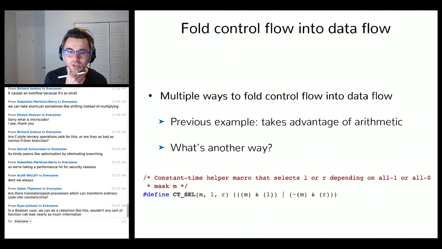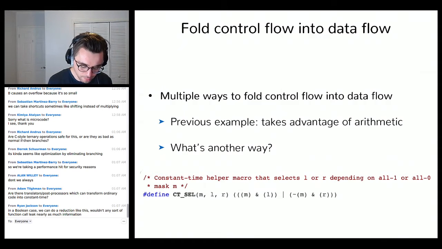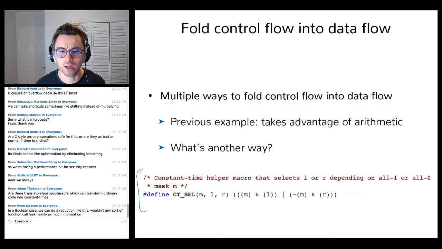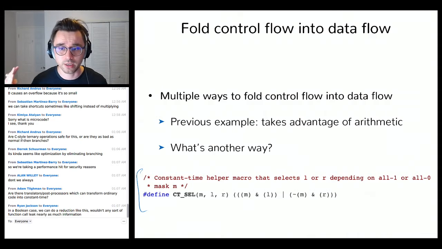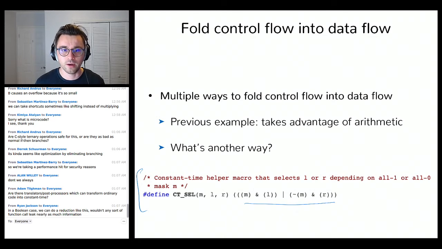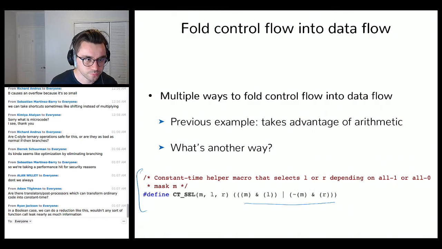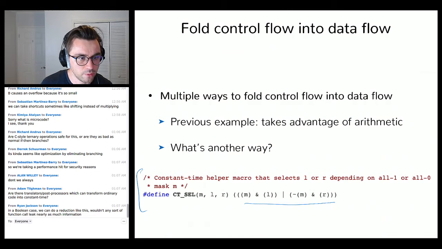Okay, so there are multiple ways to fold control flow into data flow. I only showed one example. Another way is to use a macro like this one. I forget exactly where I grabbed this. It's some crypto code, but instead of assuming that the secret is 1 or 0, it assumes that the secret is all ones or all zeros, and then uses a slightly different arithmetic expression to essentially do the branching. In a Boolean case, we can do reductions like this.